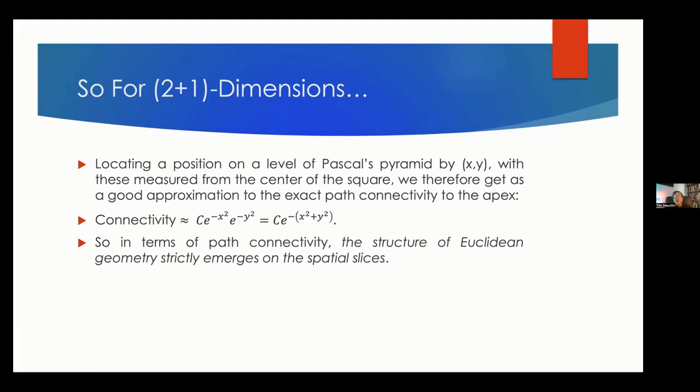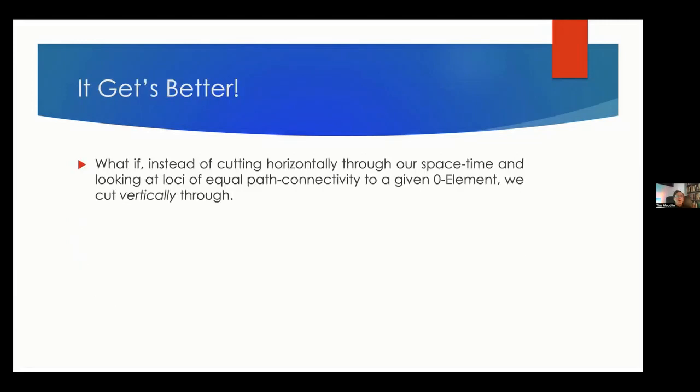The underlying structure, again, the things that kind of correspond to circles are really quadrilaterals. But at the level, once I put time in and I look at path connectivity in time, what emerges strictly is Euclidean structure with no preferred directionality. And it gets better.